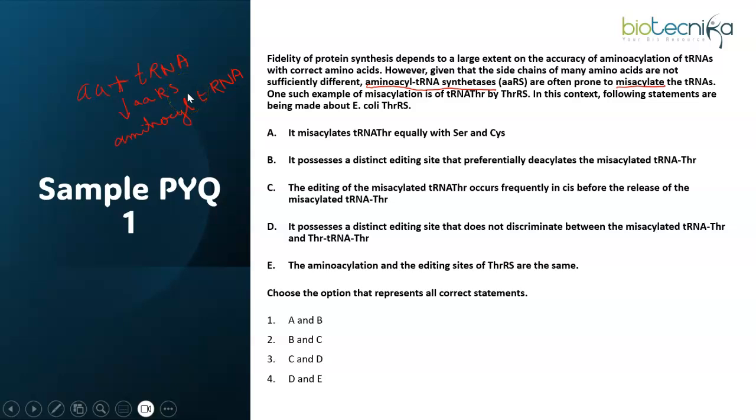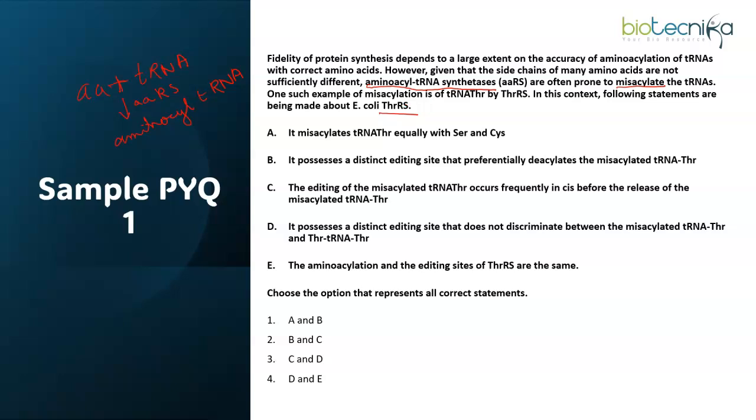Now we know that there are certain amino acids whose side chains are not very different from each other, like leucine and isoleucine, or serine and threonine. There are certain pairs or groups of amino acids which have similar side chains. When they have similar side chains, the chances are high that the amino acyl tRNA synthetase does a misacylation, that is, it makes a mistake. Suppose a tRNA was supposed to be attached with amino acid 1, but the synthetase has made a mistake and misacylated the tRNA with amino acid 2. Here we are talking about threonyl amino acyl tRNA synthetase.